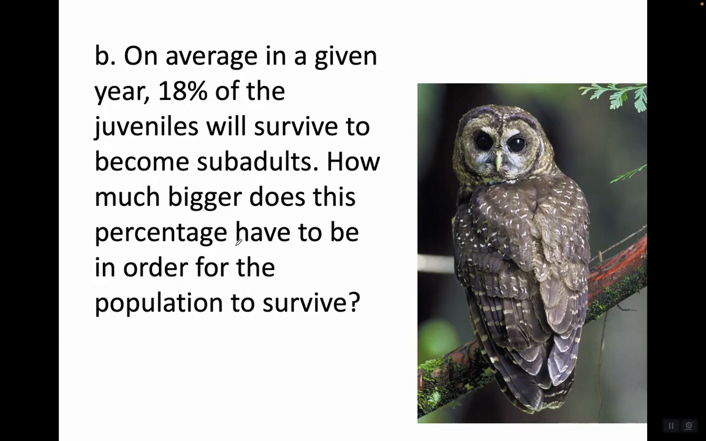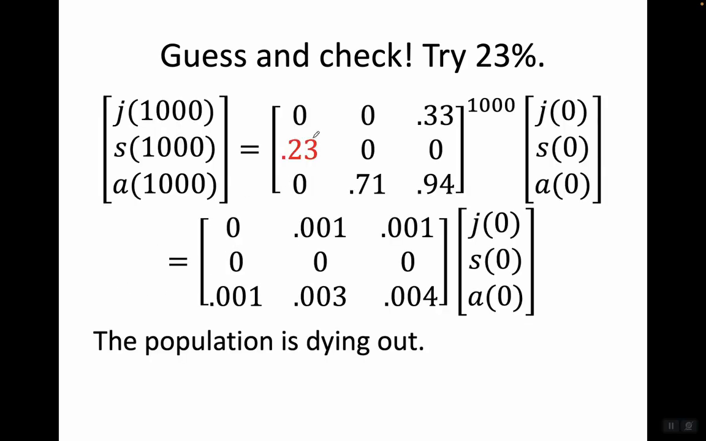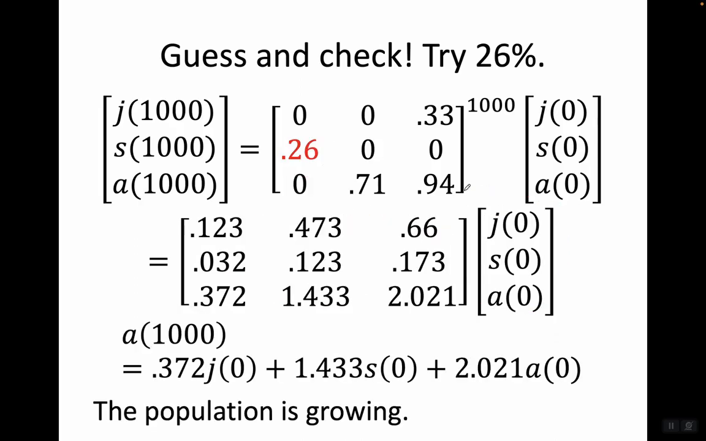How much bigger does this percentage have to be in order for the population to survive? We're just going to try guess and check. Try 23%. So replace the 18 with 23%, and this is what we end up with. This is not looking too good. So the population is still dying out. Not so great. Let's try 26% instead of 18% or 23%.